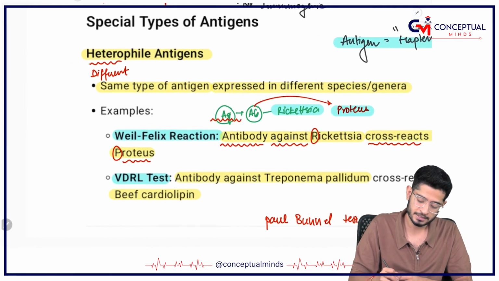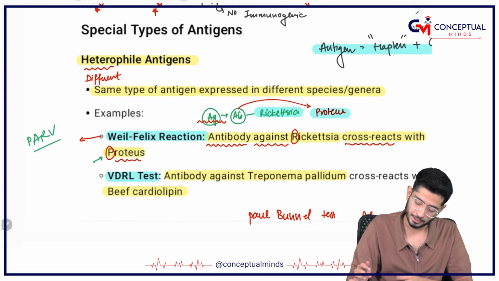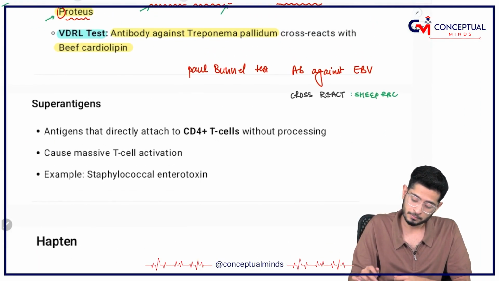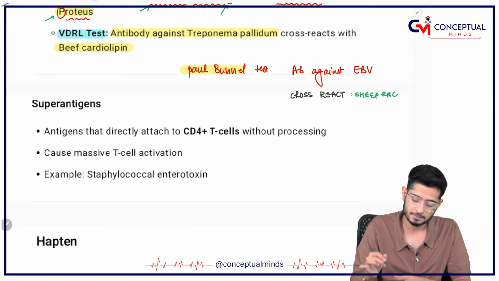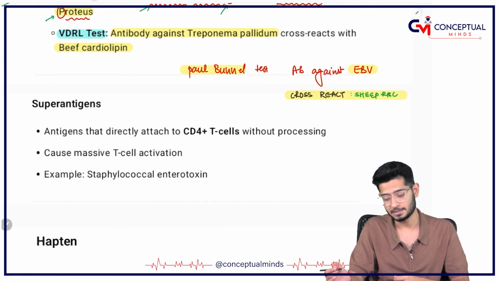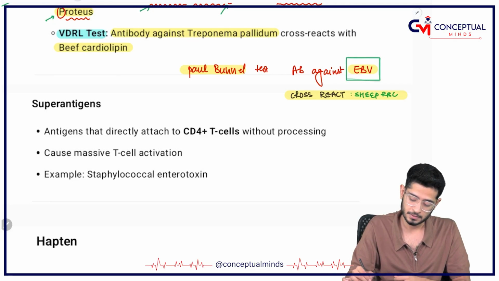Anyways, for Weil-Felix, because it is very important, you should have a mnemonic, that is PARV, my own name. P for Proteus, A for the antibody, R for rickettsia, V for Weil-Felix. Alright, clear? Coming on to one more, that is the Paul-Bunnell test. What does Paul-Bunnell test mean? The antibody against Epstein-Barr virus cross reacts with the sheep RBC. So the antibody against the Epstein-Barr virus is going to cross react with the sheep RBC.